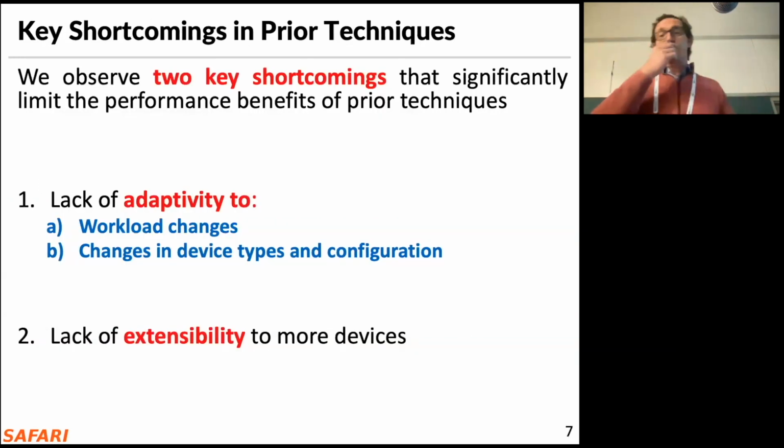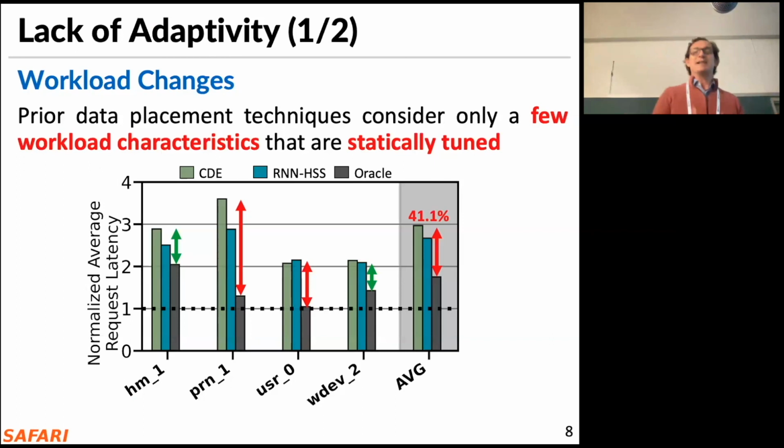So there are 2 key shortcomings that we see in prior techniques that significantly limit their benefits. One is lack of adaptivity, and this has 2 dimensions. They're usually not very adaptive to different changes in the workload. And the second dimension is they're usually not adaptive to changes in device type and configuration. And the second shortcoming is lack of extensibility to more devices. I'm going to show you examples of this with some numbers based on some case studies that we've done.